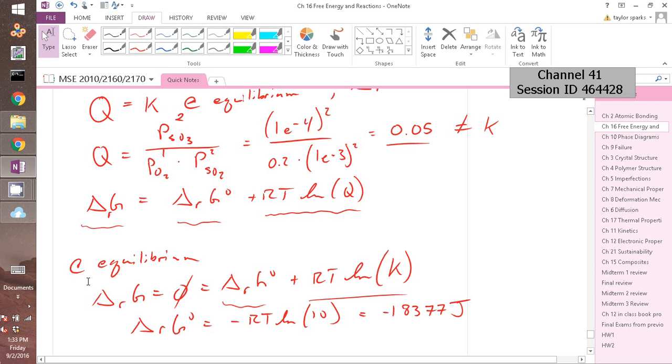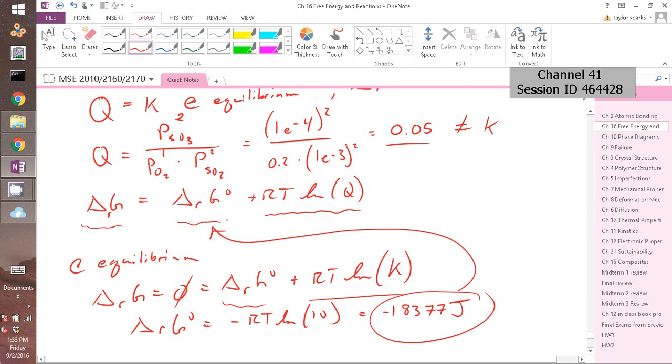So since we know the delta RG naught at 960 K, you can then plug that into the delta RG naught plus RT ln Q. Yeah, you plug it right back in here, right? This same value, since this is happening at the same temperature, we plug that into here. We already solved for Q, so we plug that in here. All you got to do is figure out delta RG, right? So why don't you do that and then answer this question.